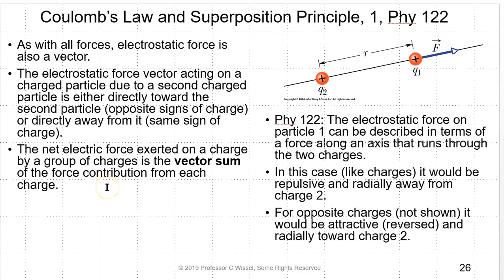The net electric force exerted on a charge by a group of particles is the vector sum of the force contributions from each charge. So the electrostatic force on particle 1 can be described in terms of a force along the axis that runs between the two charges. In this case, these are like charges. It would be repulsive and radially away from charge 2. For opposite charges, which is not shown, this force will be directed radially toward the other charge.